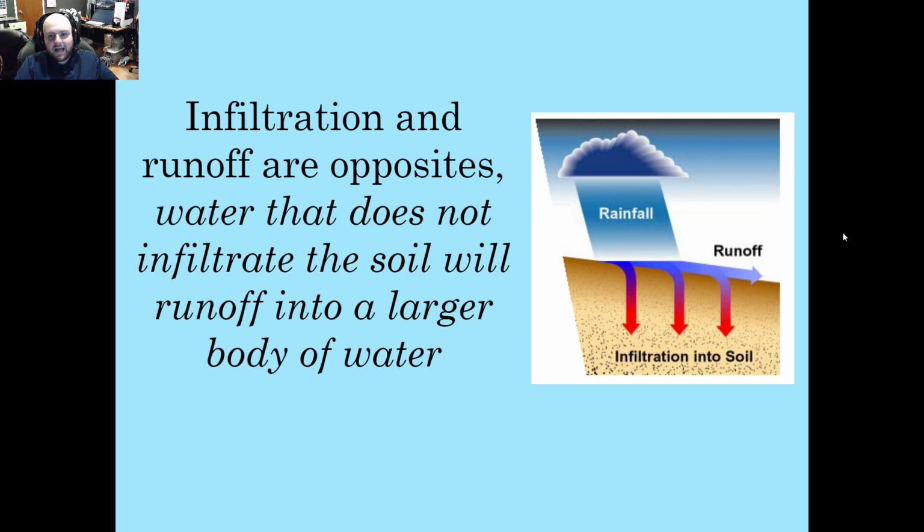Water that does not infiltrate the soil runs off. It's going to move down the slope until it reaches a larger body of water, like a lake or a stream or even an ocean. Okay, water that does not run off is going to have to seep into the ground, and that's infiltration. So the two things are opposite of one another.